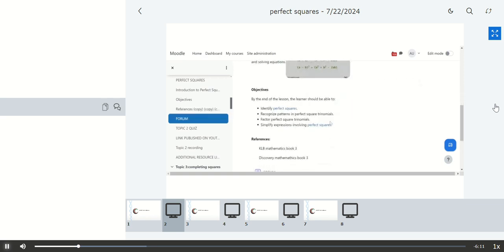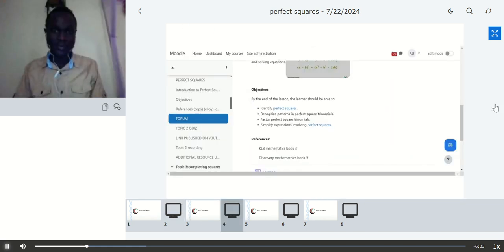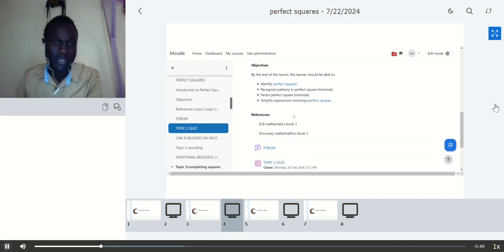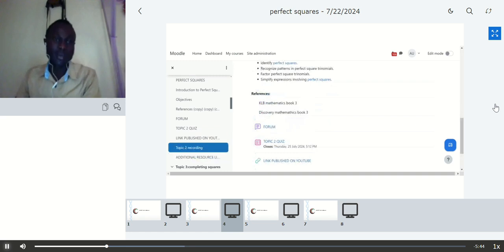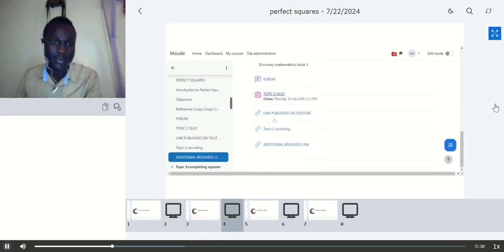Now, the topic objectives. By the end of the lesson, the learner should be able to identify perfect squares, recognize patterns in perfect square trinomials, factor perfect square trinomials, and simplify expressions involving perfect squares. We have the references: the Calvi Mathematics Book 3, Discovery Mathematics Book 3, and the forum. And we have different links that you can access for further references.